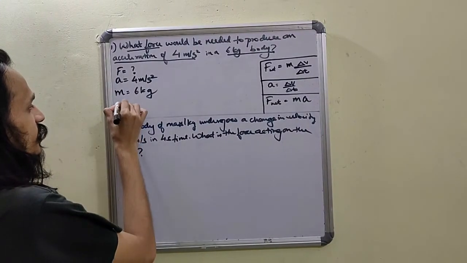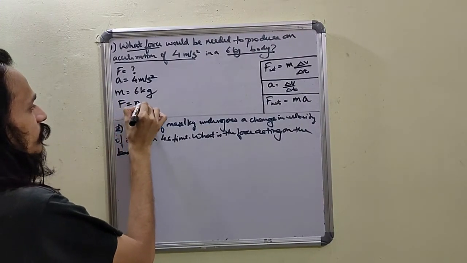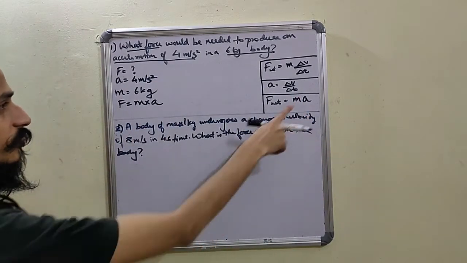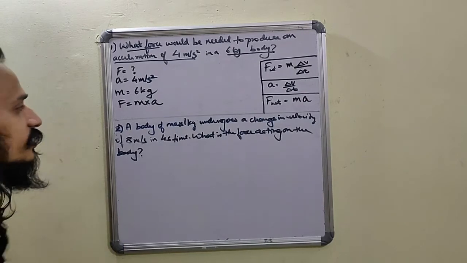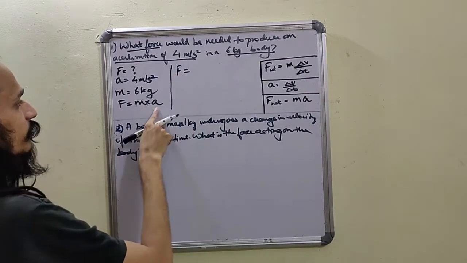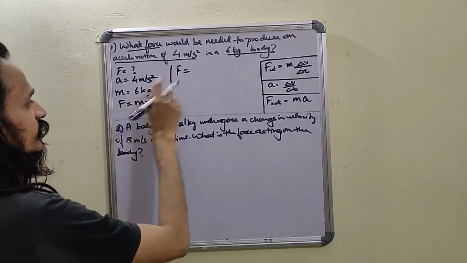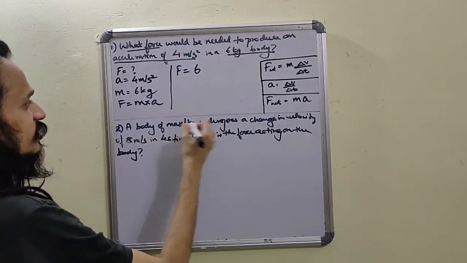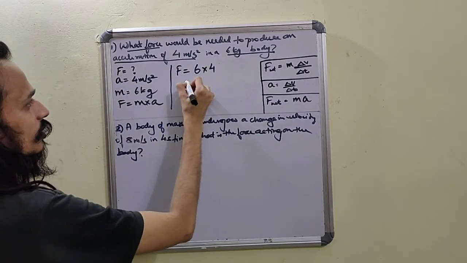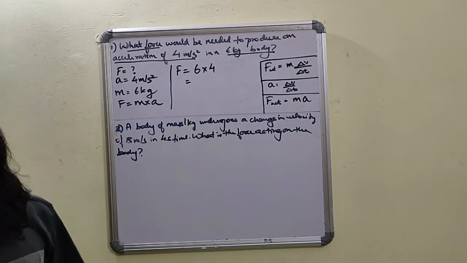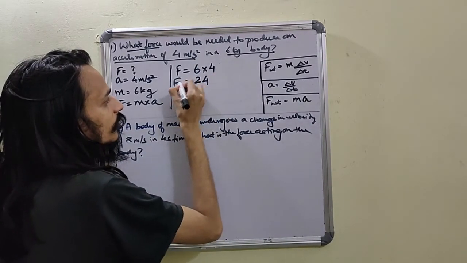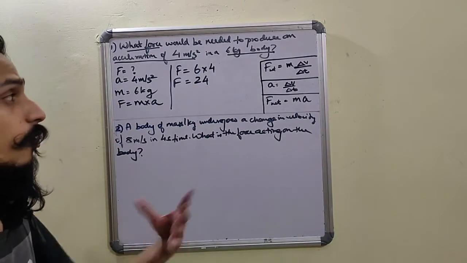So I'll simply write F equals m into A. Ma means m into A, okay? The into is not written there, but you consider it as into. So to solve this, I'll simply write F equals m into A. What is m? 6. So I'll write it as 6 into A. What is A? 4. What is 6 into 4? 24.